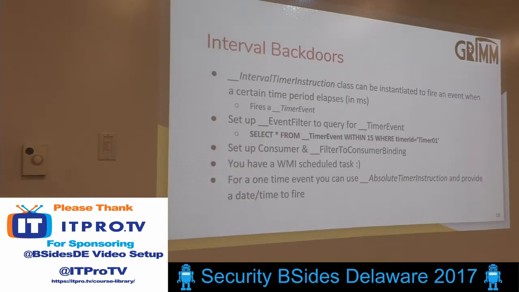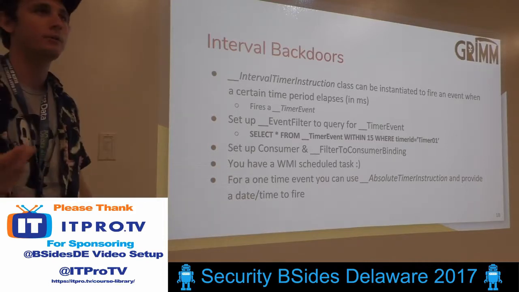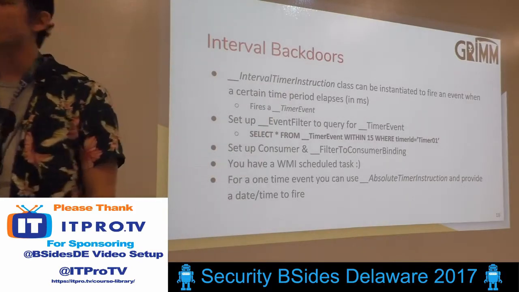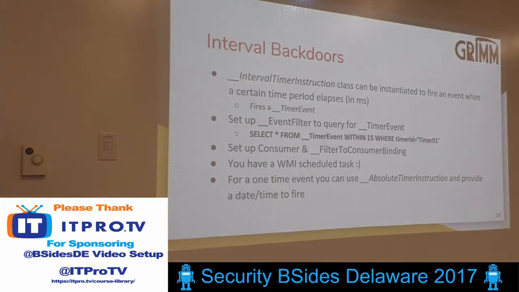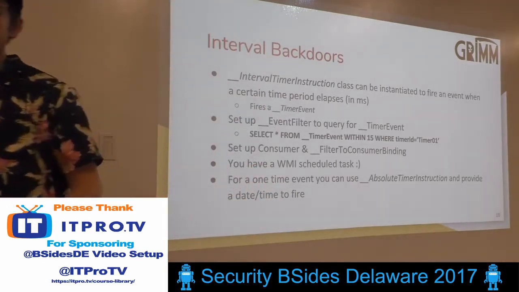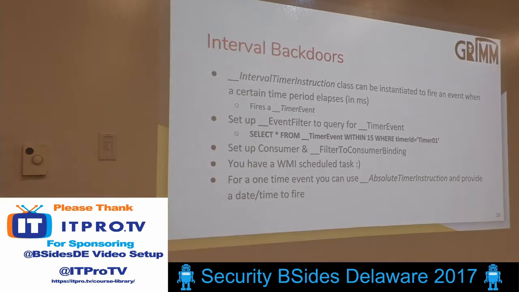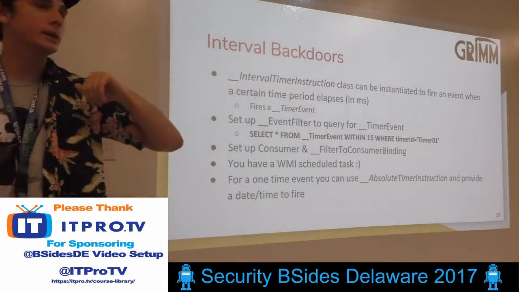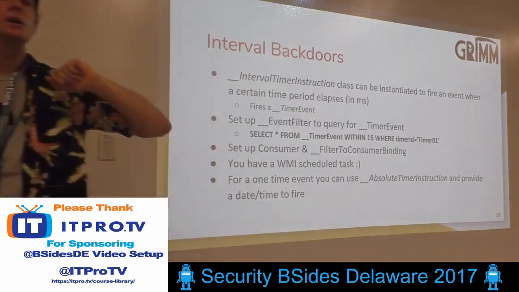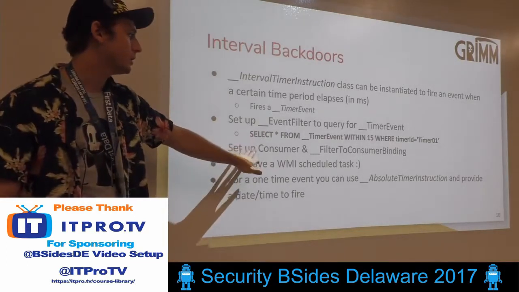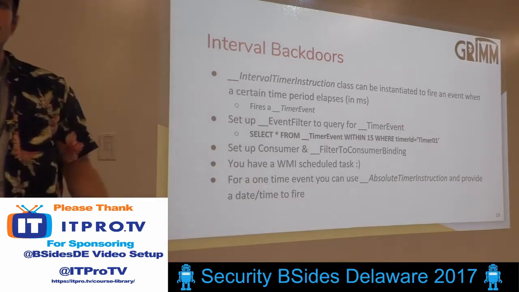Interval backdoors: if you want a persistent callback that calls back every 15 seconds, you can use the IntervalTimerInstruction class. You create this, and it'll fire what's called a timer event every however many milliseconds you would like. Then in your event filter, you say SELECT * FROM __TimerEvent WITHIN 15 WHERE TimerID = whatever your timer name is. That will allow you to run an event consumer. You bind a consumer to this. You basically have a scheduled task that runs every X milliseconds.